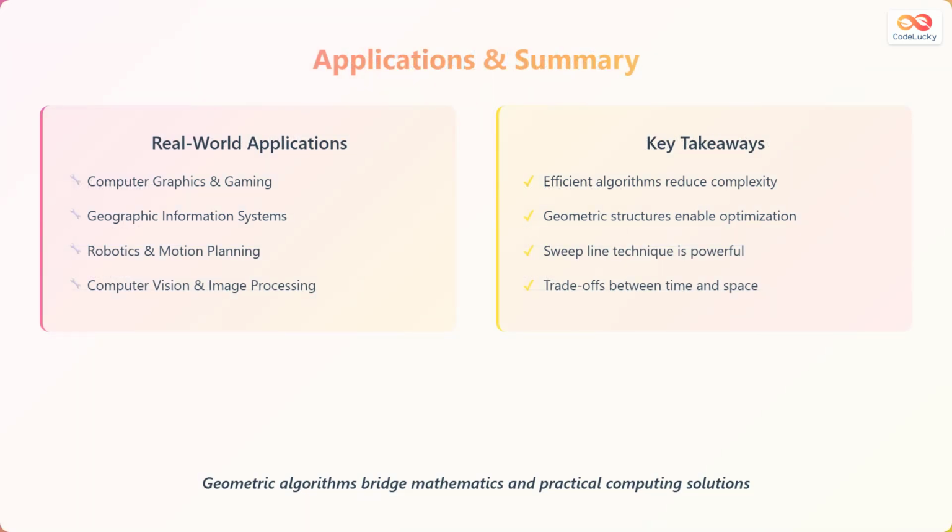Geometric algorithms have several real-world applications, including computer graphics and gaming, geographic information systems, robotics and motion planning, and computer vision and image processing. Key takeaways include that efficient algorithms reduce complexity, geometric structures enable optimization, the sweep line technique is powerful, and there are trade-offs between time and space. Geometric algorithms bridge mathematics and practical computing solutions.